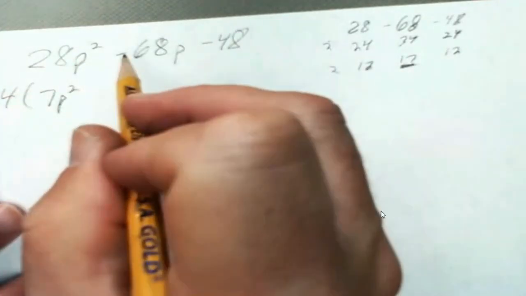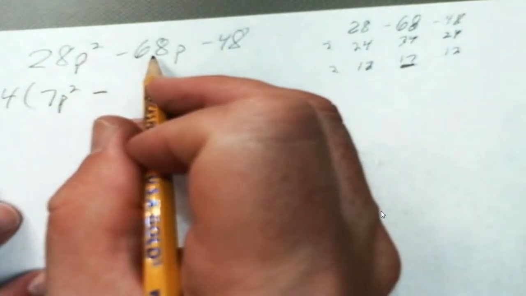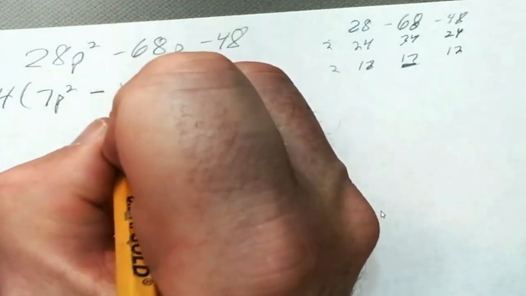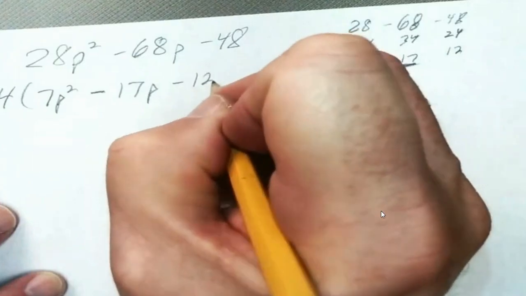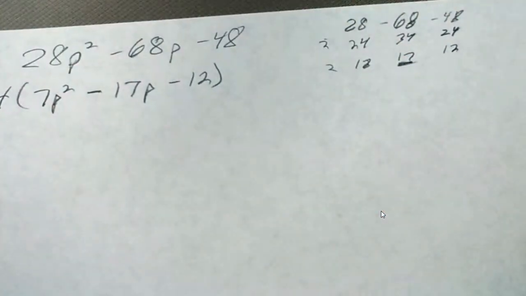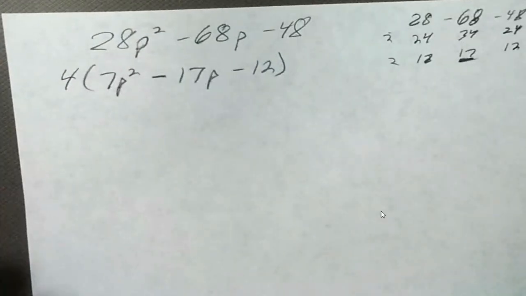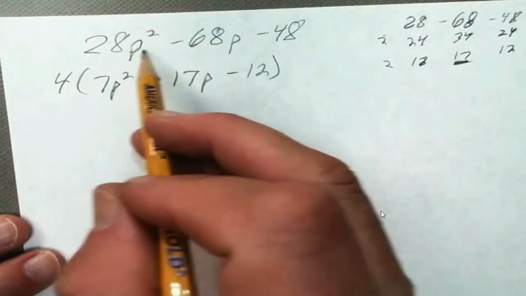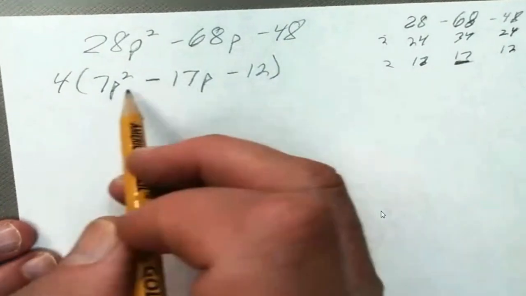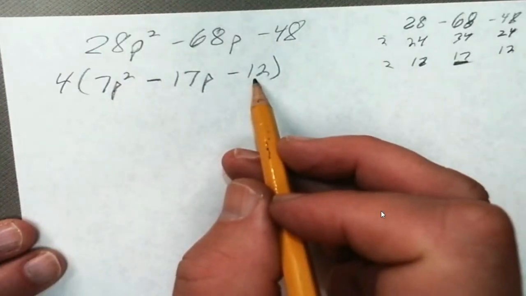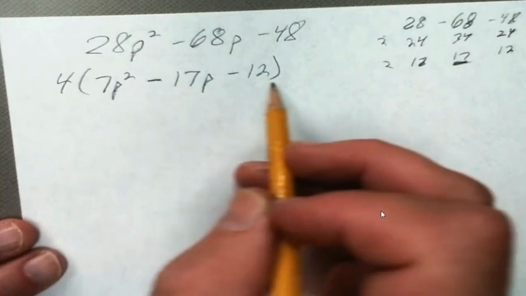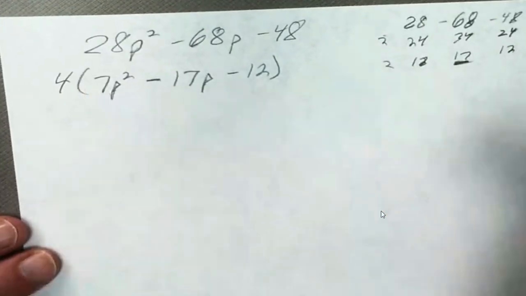28 divided by 4 is 7p squared. 68 divided by 4, this is a minus, so 68 divided by 4 is 17. And 48 divided by 4 is 12. So now we've got an entirely different problem. We factored out a 4 from each of those numbers. There's no variable over here, so we can't factor out anything else. So now we need to break this out so we can write it as 4 terms and do factoring by grouping, because we do have this 7 up front.